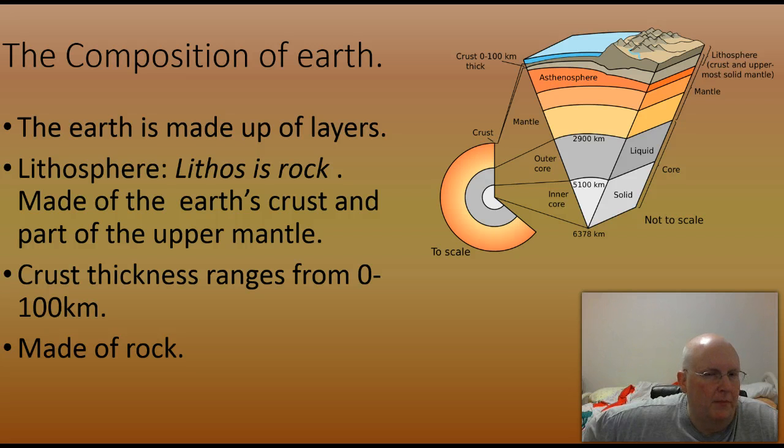It's the more solid part of the mantle, because the lower part of the mantle, actually the middle and lower part of the mantle, is molten rock. It's magma. But the upper part of the mantle and the crust is pretty much solid, and it's made of rock. The crust itself ranges from 0 to 100 kilometers thick. 0 being in the ocean, some of the parts of the ocean floor, and 100 kilometers thick would be some of the tallest mountain peaks in the world.